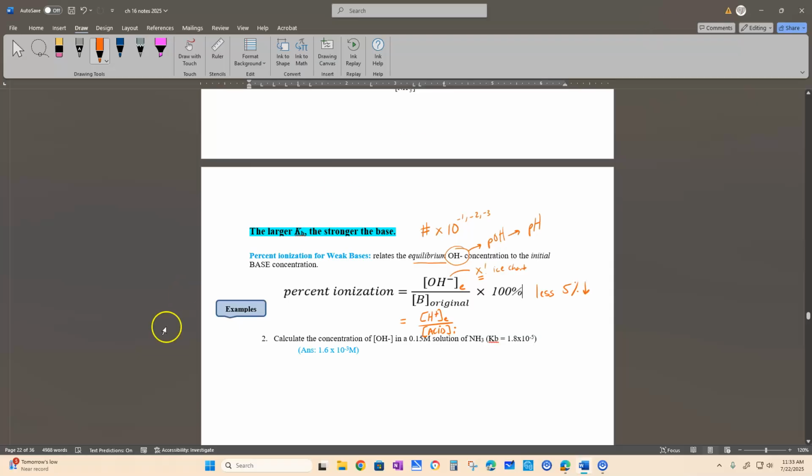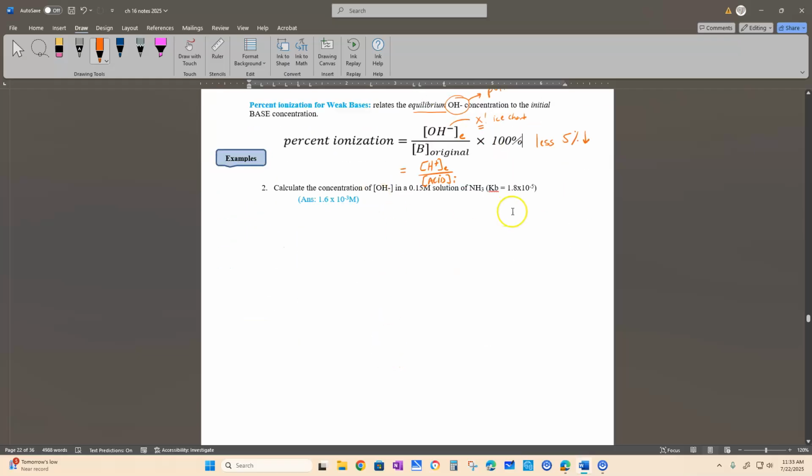I'm going to set you up on number 2, but you're going to finish it. I gave you the answer. So we have ammonia, and we know our equation from above. Ammonia, I'm going to add my water. Equilibrium, and then I'm going to get my ammonium and my hydroxide. So I do want to calculate the concentration of OH if my ammonia is 0.15 initially, and I do have a Kb value for ammonia.